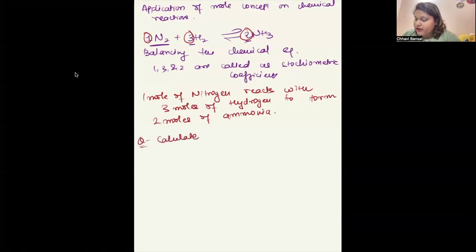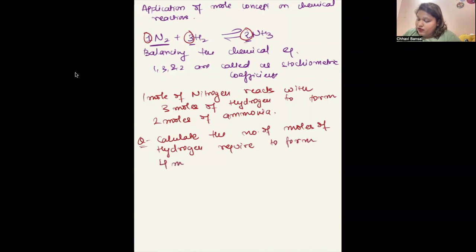Calculate the number of moles of hydrogen required to form 4 moles of ammonia. Okay. Now, let's see what the flow is here. We are given moles of ammonia, right? What we are supposed to do is find out moles of hydrogen.